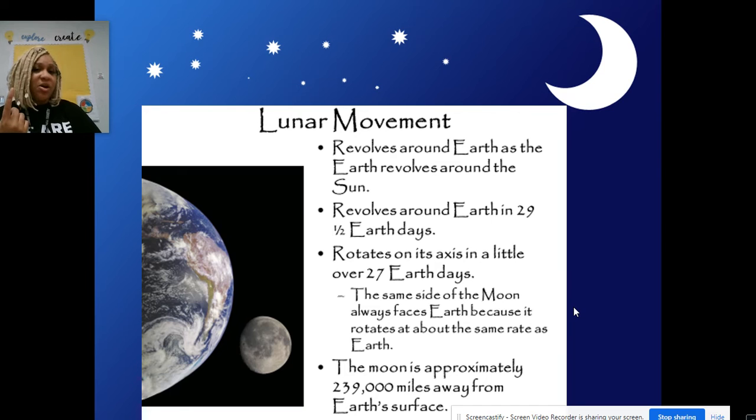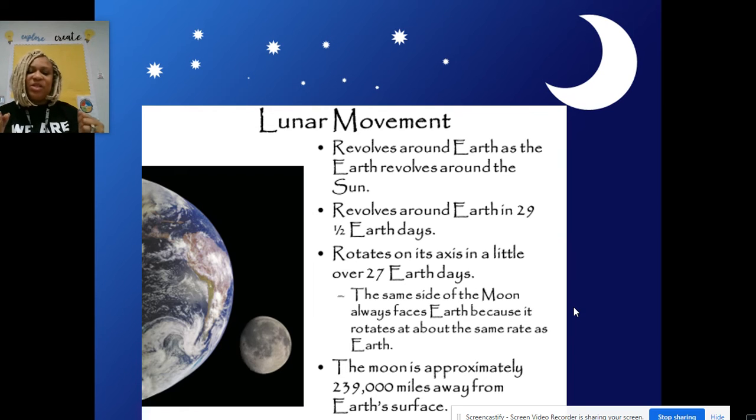Now, there's another key term that you should be familiar with: rotation. The best way you can picture that, you have a ball spinning on your finger. It's spinning, right? It's rotating. Revolution or orbit means we would take that same ball, stop it from spinning, and maybe move it around our head. So rotation, revolution, two different words. Very important, by the way. The same side of the moon always faces Earth because it rotates at about the same rate as Earth.